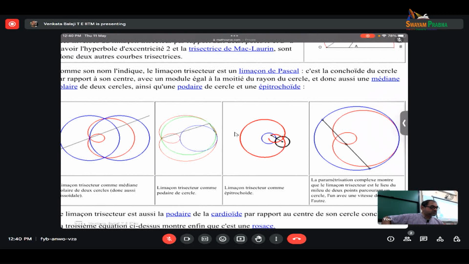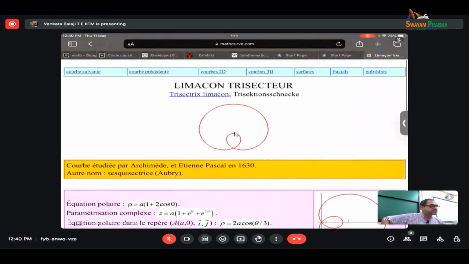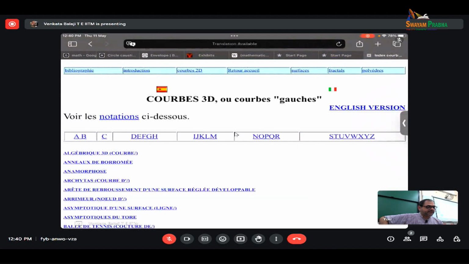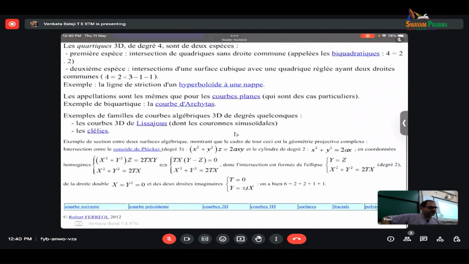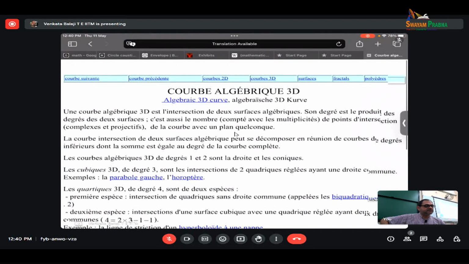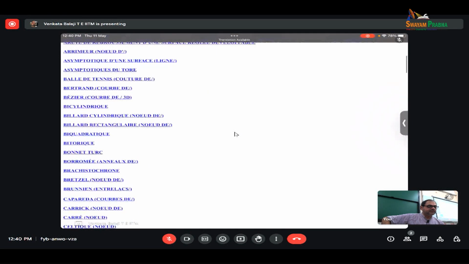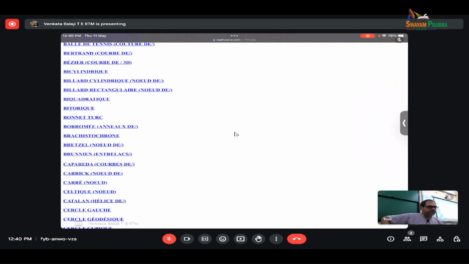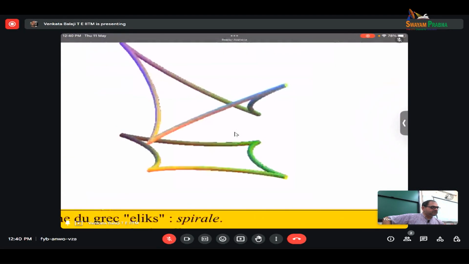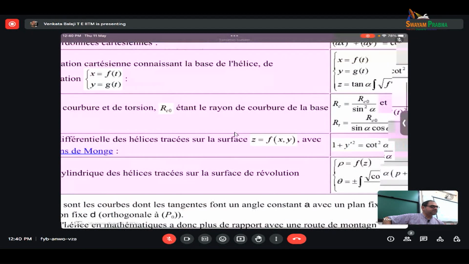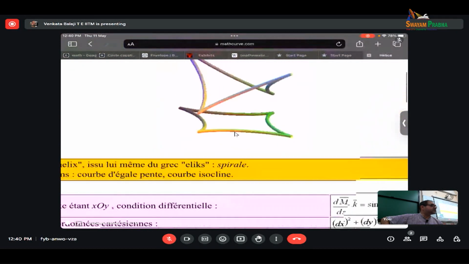You also have, this is 2D curves, there are also 3D curves. For example, I can show you some 3D curve. Sometimes there are pictures, sometimes pictures are not loading, I don't know why. This is the helix of Catalan. So there are all kinds of curves. This is a treasure trove of curves that you can look at.